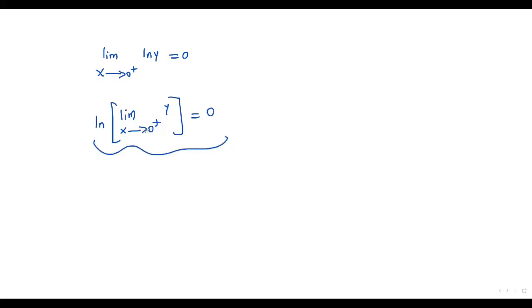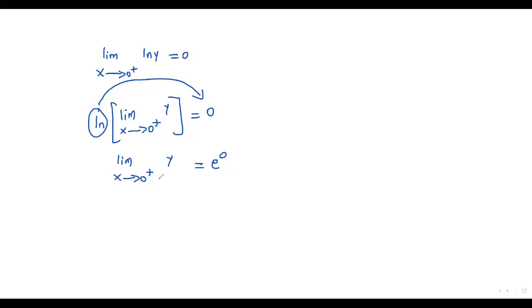This is a logarithmic equation, and we can convert it to exponential form. To do that, I have to move this natural logarithm to the other side of the equation. When I move the natural logarithm from one side to the other, I have to consider only the base of the natural logarithm. What is the base of the natural logarithm? It's just e. The value which already exists on the other side will become the exponent of this base e. And on the left side, we have limit x tends to 0 plus y.